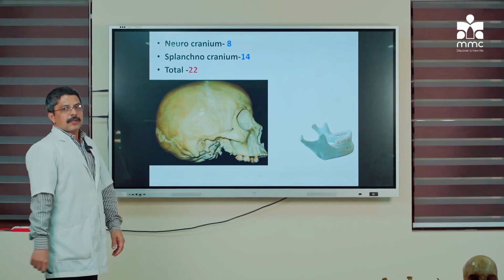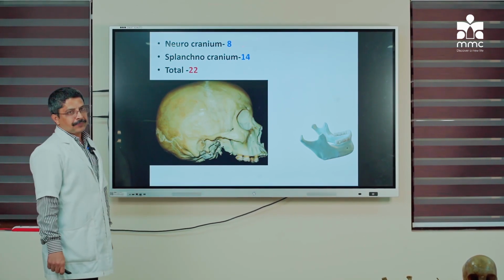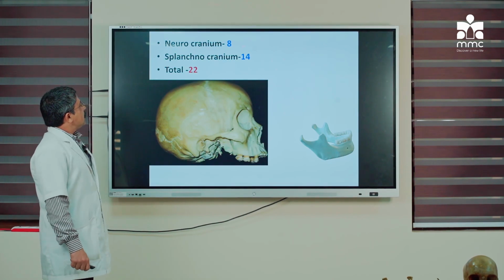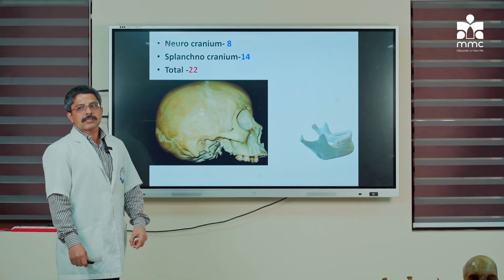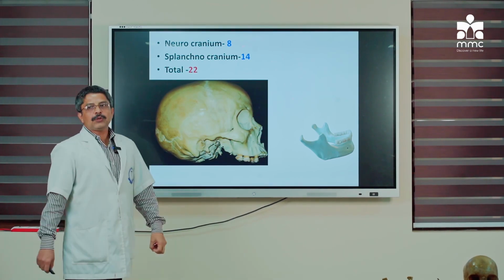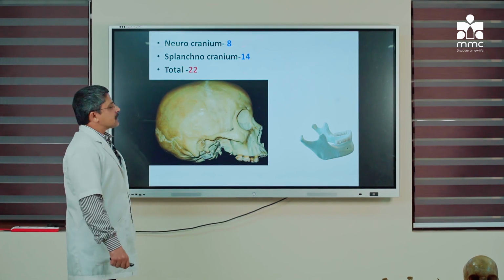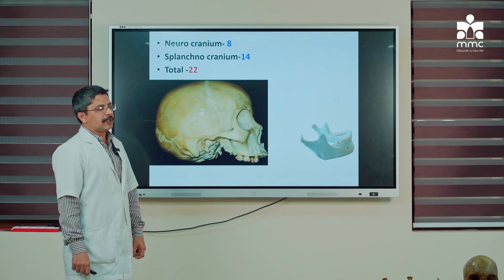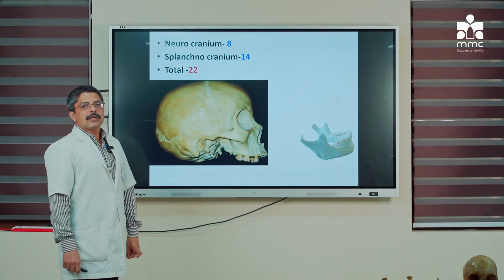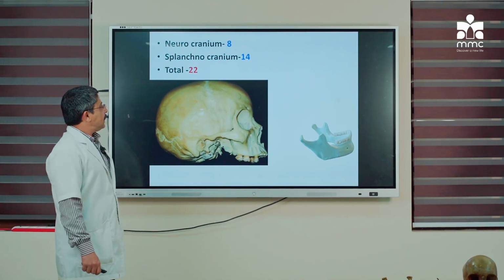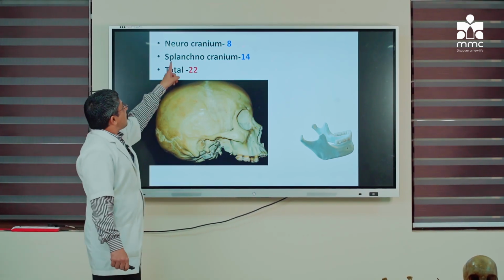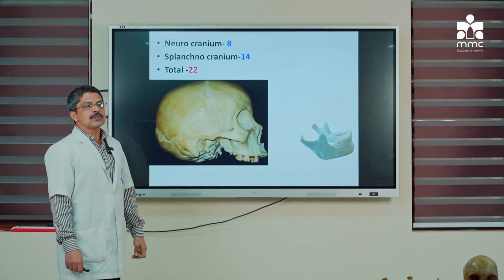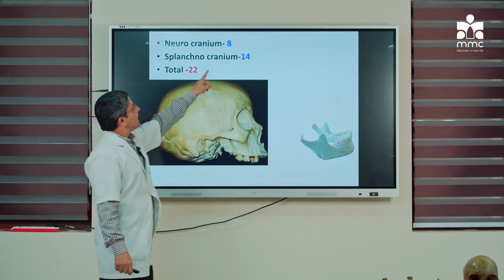Here we can see the photograph of the skull. We can make out the bones. The skull is the skeleton of the head, containing 22 bones in total. Among them, some of the bones protect the brain, its coverings and supplying vessels, and they are called the neurocranium. The bones forming the neurocranium are 8 in number.